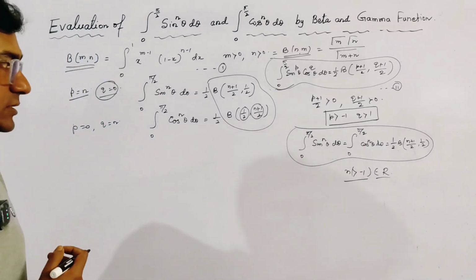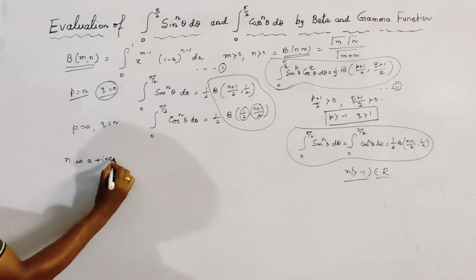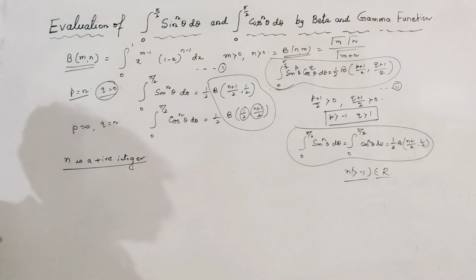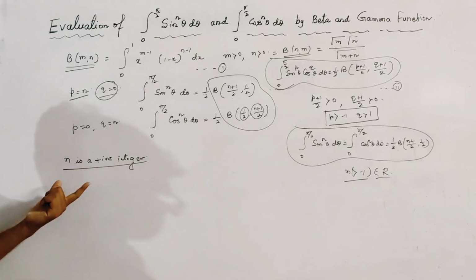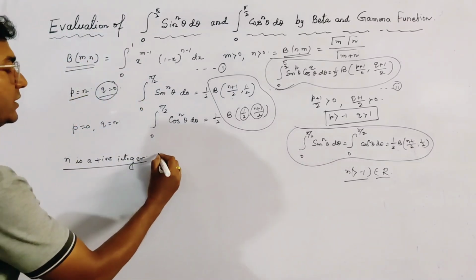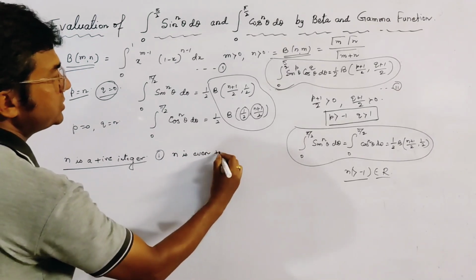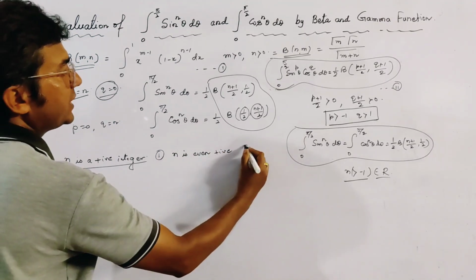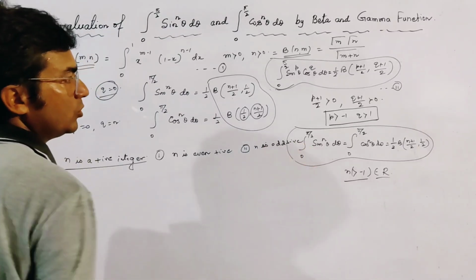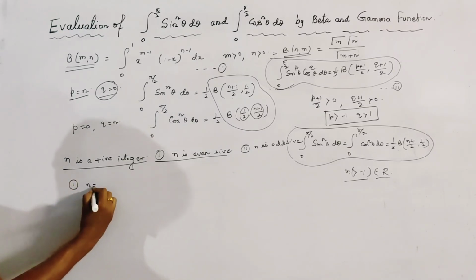Now in the special case, if n is a positive integer, there will be two parts. In the first part we let n be an even positive integer, and in the second part we discuss n as an odd positive integer.